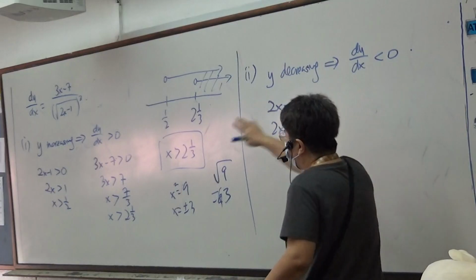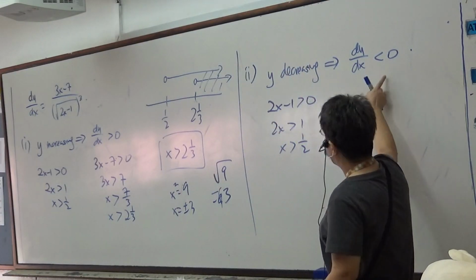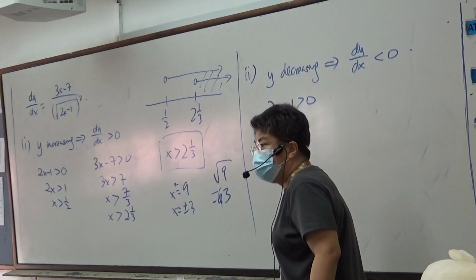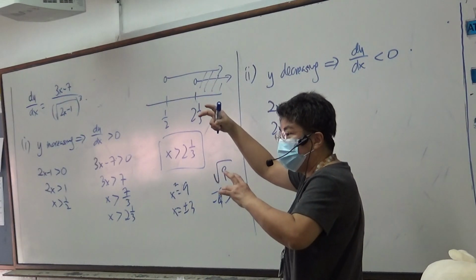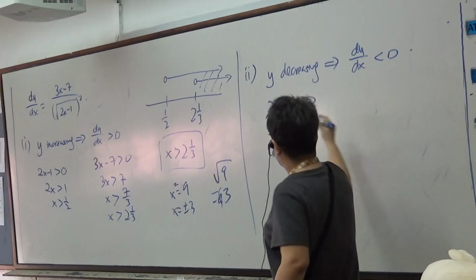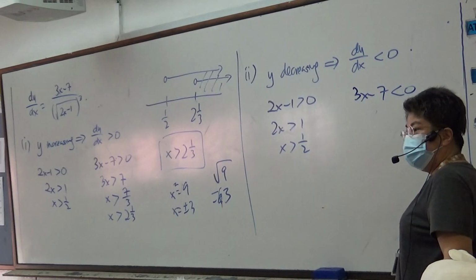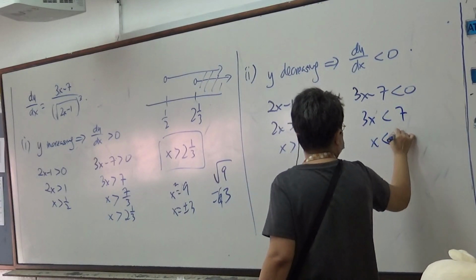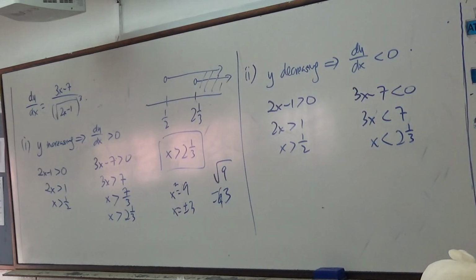Now, the bottom is confirmed positive already, because of the square root. Now, to be less than 0, the top must be negative, right? Since the bottom is positive, the top must be negative for the whole to be negative. So 3x - 7 must be less than 0. Agree? Everybody clear?